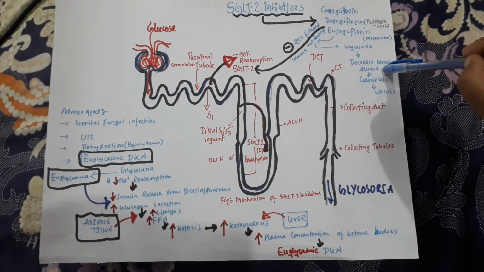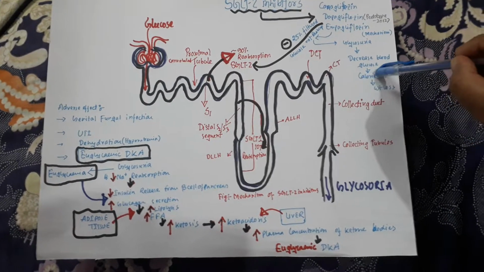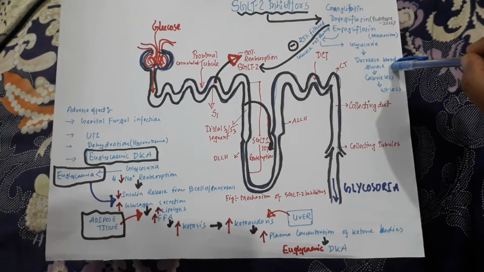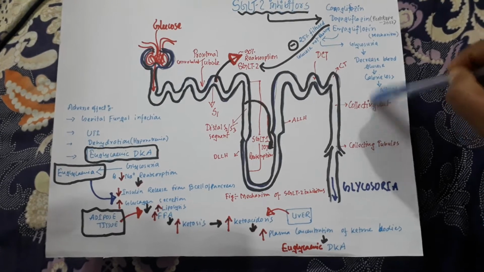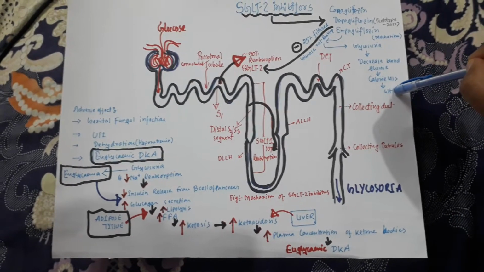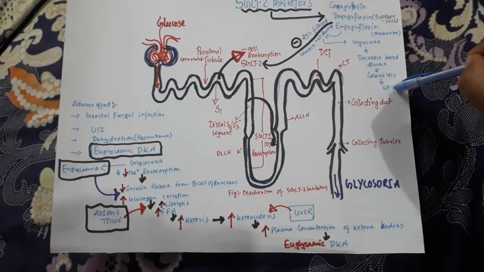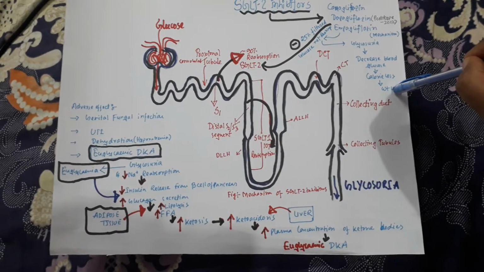Euglycemia occurs by using sodium glucose cotransport 2 inhibitors, and that is how our blood glucose level is controlled. When glucose leaves the body through glycosuria, there is calorie loss, and this drug can also be used for weight loss in obese patients with type 2 diabetes mellitus.